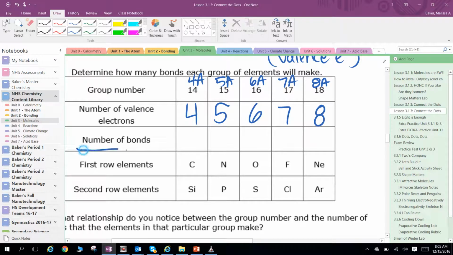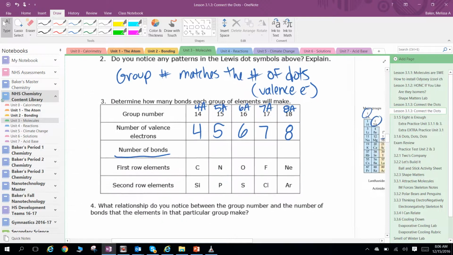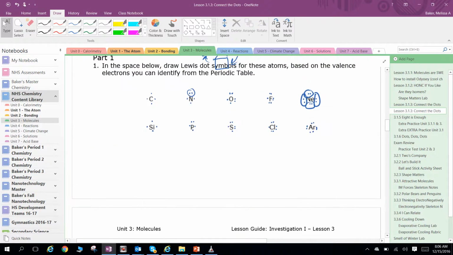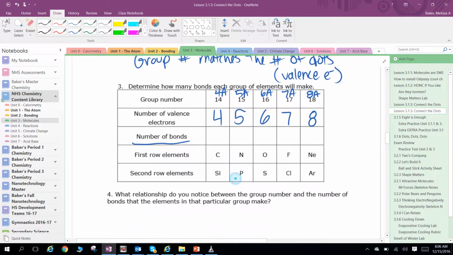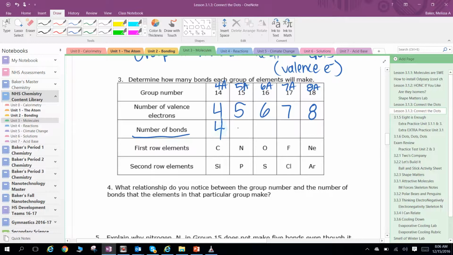And here it gets tricky. How many bonds will each of these form? Well, the number of bonds ends up being the same as how many lonely electrons there are. So carbon has 4 lonely electrons. It can form 4 bonds, while nitrogen has 3. Oxygen has 2 lonely electrons. Fluorine has 1 lonely electron. And neon has no lonely electrons. So carbon can form 4, nitrogen 3, oxygen 2, fluorine 1, neon 0.